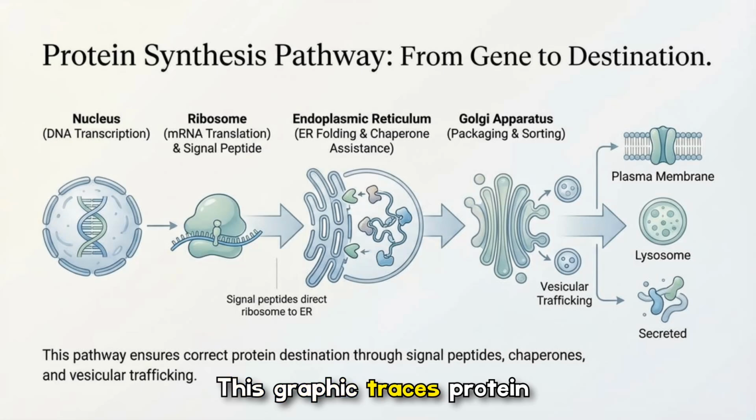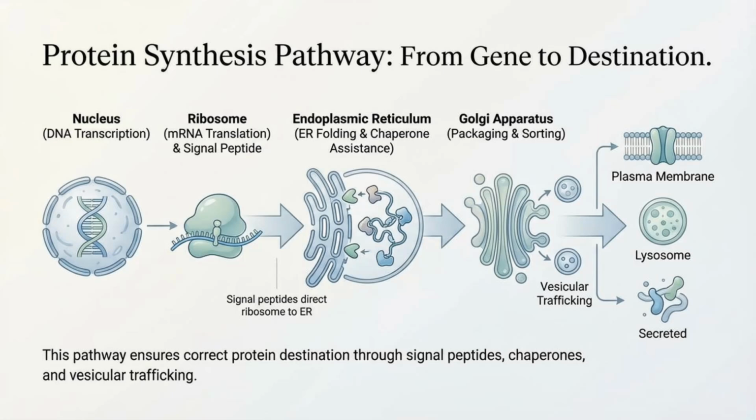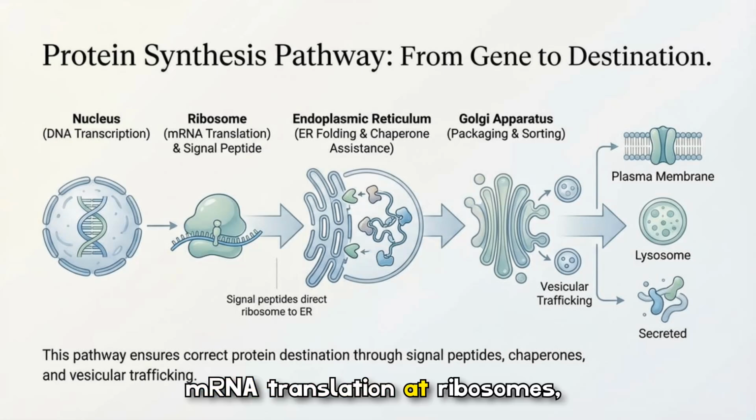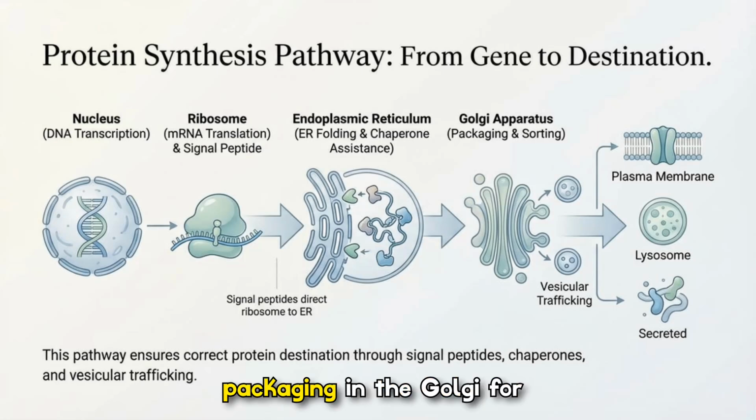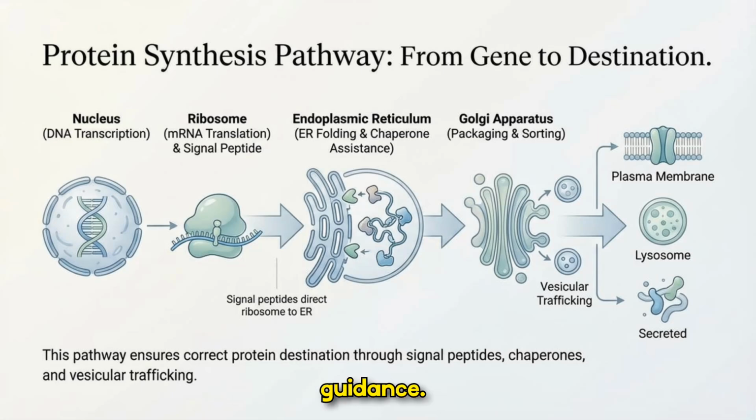This graphic traces protein synthesis from gene to destination, starting with transcription in the nucleus, mRNA translation at ribosomes, folding and quality control in the endoplasmic reticulum, and packaging in the Golgi for vesicular trafficking to the plasma membrane, lysosomes, or secretion, driven by signal peptides and chaperone guidance.